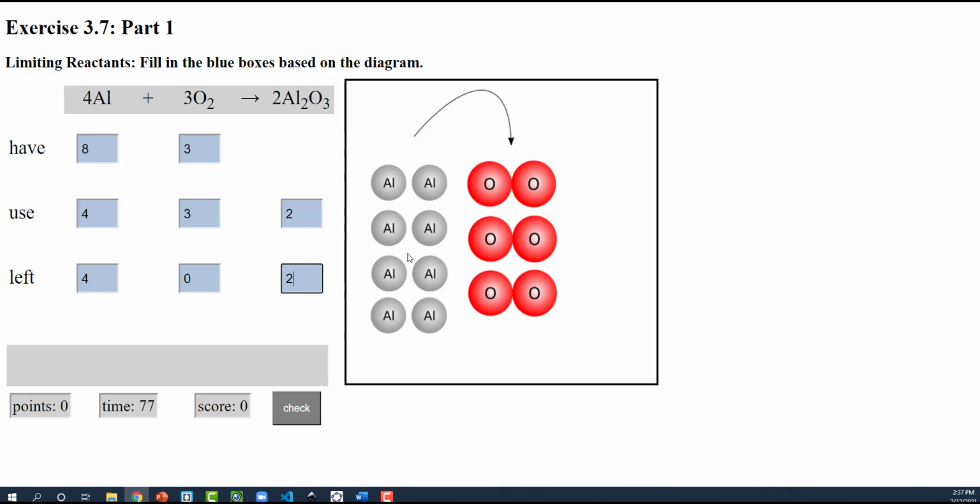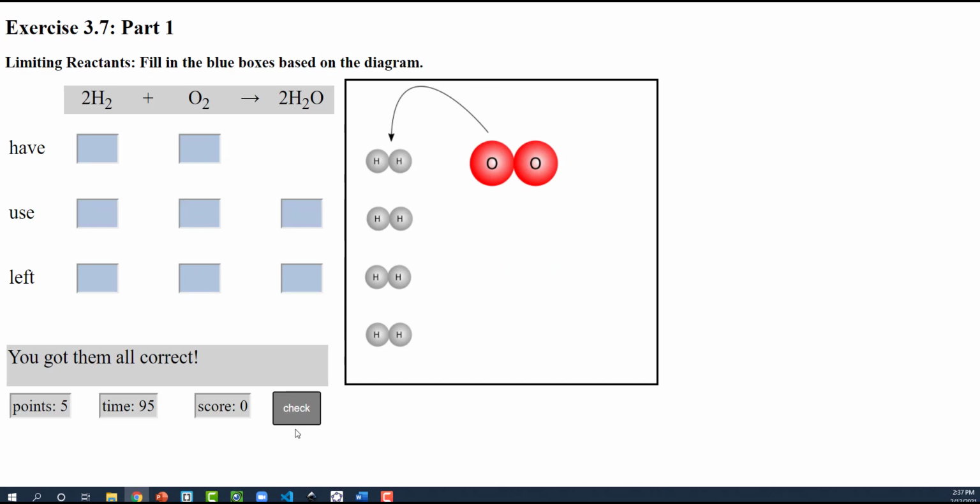Only 4 out of these 8 got used up because I need 2 aluminums for every 3 oxygens. So these 2 are going to require those 3 oxygens, for example. The next 2 use those 3. I'm all out of oxygen. I don't have any more, so therefore I can't react the other 4 aluminums down here.